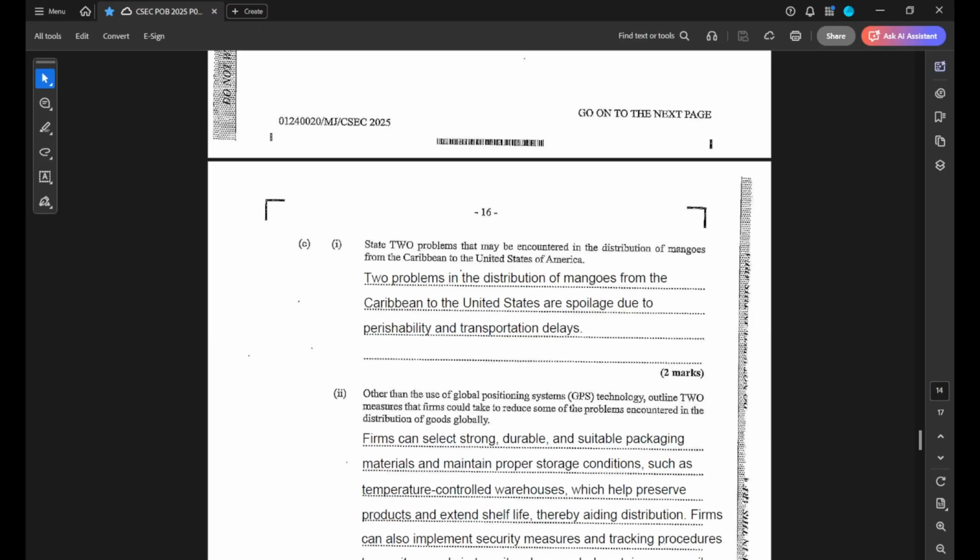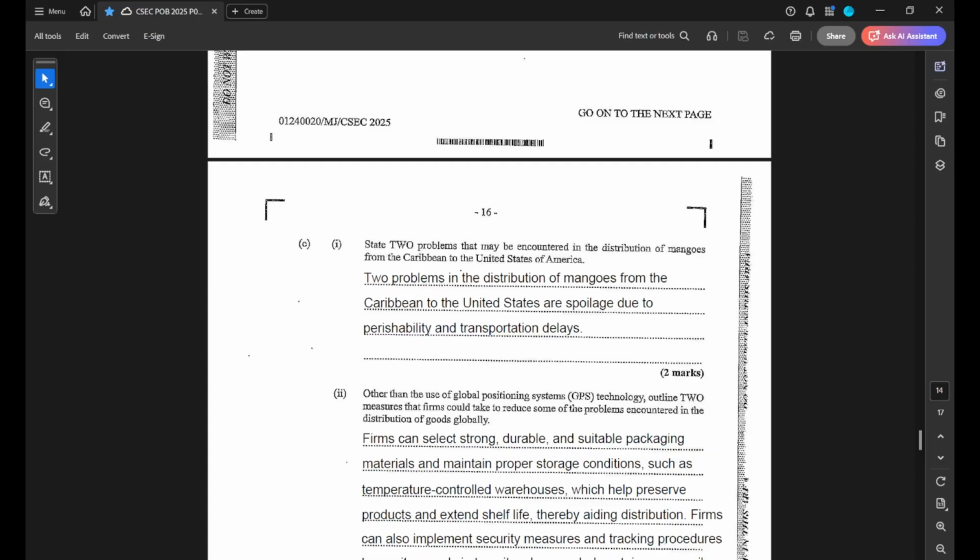Part 2, other than the use of global positioning systems, GPS, technology, outline two measures that firms could take to reduce some of the problems encountered in the distribution of goods globally. Firms can select strong, durable, and suitable packaging materials and maintain proper storage conditions, such as temperature controlled warehouses, which help preserve products and extend shelf life, thereby aiding distribution.